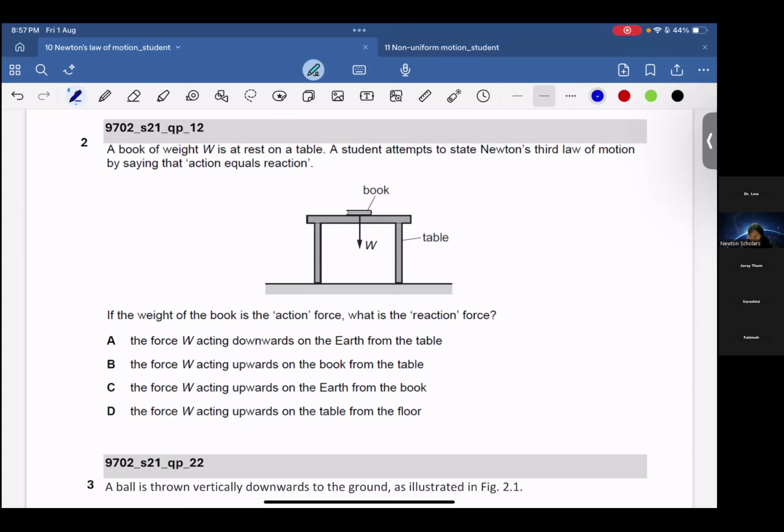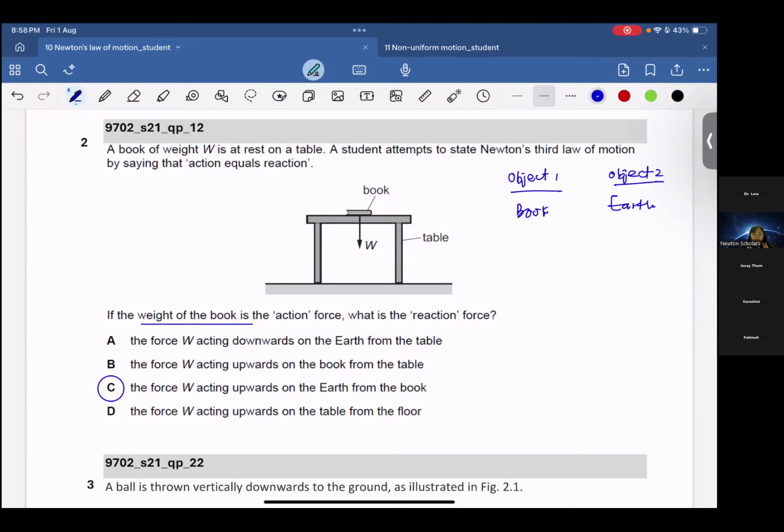Okay, dear, look here. The weight of the book. The answer is actually C. The weight is due to the gravity pulling, right? And right now the force is from the book acting on our earth. So we have two objects. Object one is the book. Object two is our earth. Our earth pulls the book down. That is the weight.